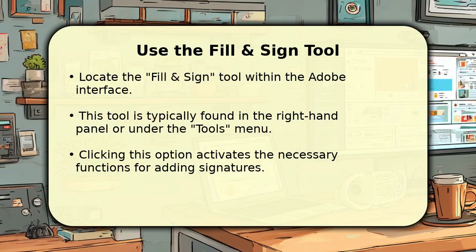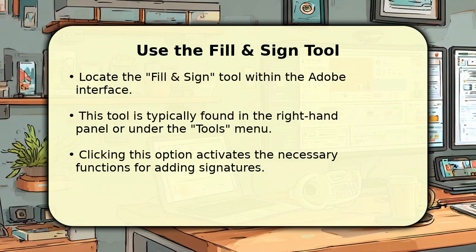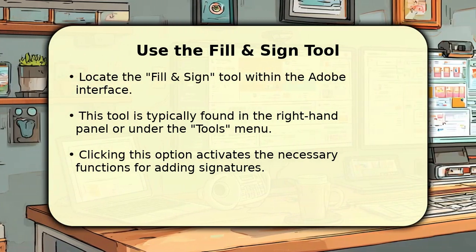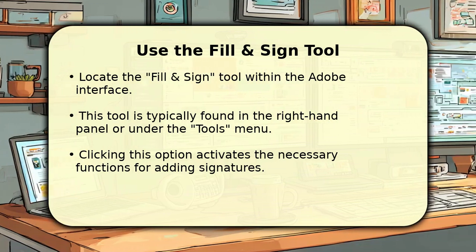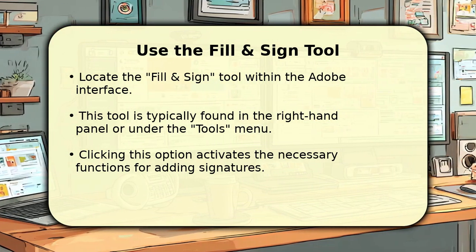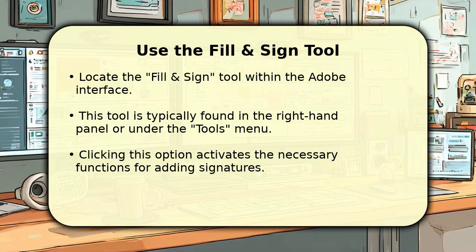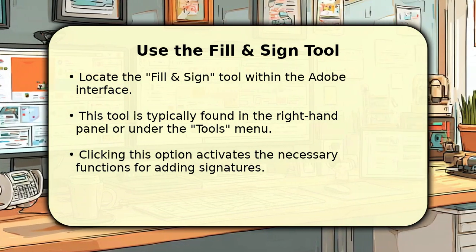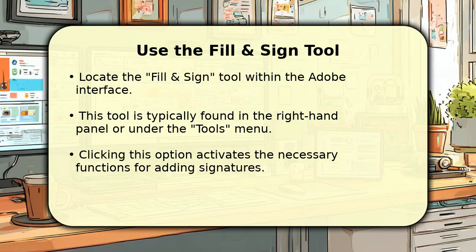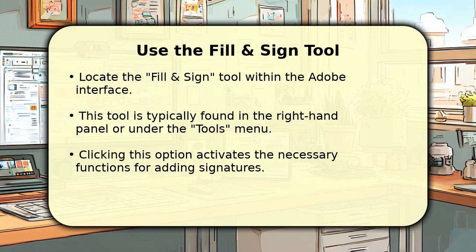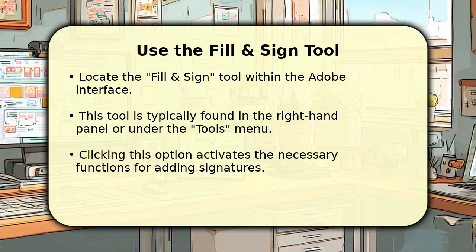Once your document is open, look for the Fill and Sign tool. You can usually find this on the right-hand side panel of Adobe Acrobat Reader. If it is not immediately visible, navigate to the Tools tab at the top, then select Fill and Sign from the available options. Clicking this tool will change your cursor and present new options for placing text, and most importantly, your signature, making the document interactive.